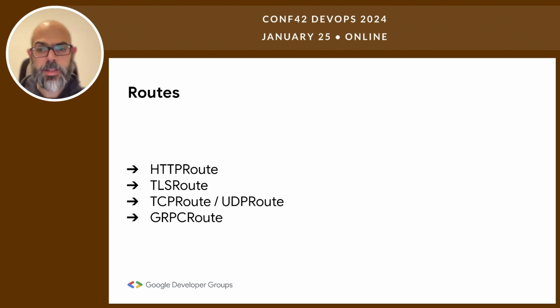The 4 routes are these ones: HTTPRoute, TLSRoute, TCPRoute and UDPRoute, and GRPCRoute. As we can see, we have HTTPRoute and TLSRoute that map the HTTP and HTTPS capability of the Ingress API. But we also have TCPRoute and UDPRoute. Those are two protocols that are not available in the Ingress API. And we also have GRPCRoute, which is another protocol that was not available in the Ingress API. And we have a bunch of new functionalities with the Gateway API that we didn't have with the Ingress API.